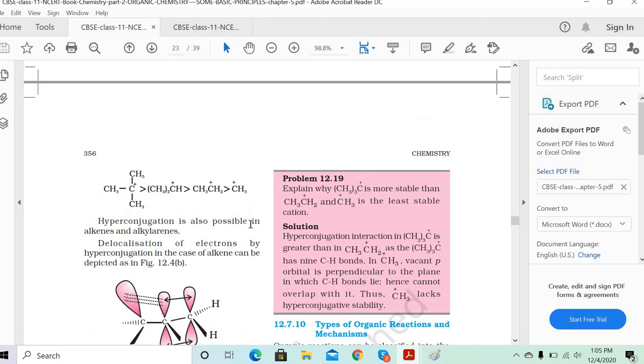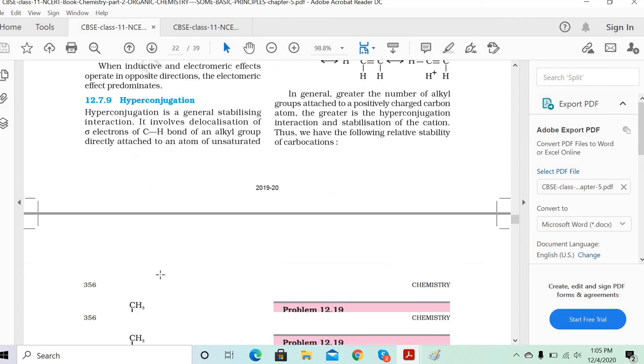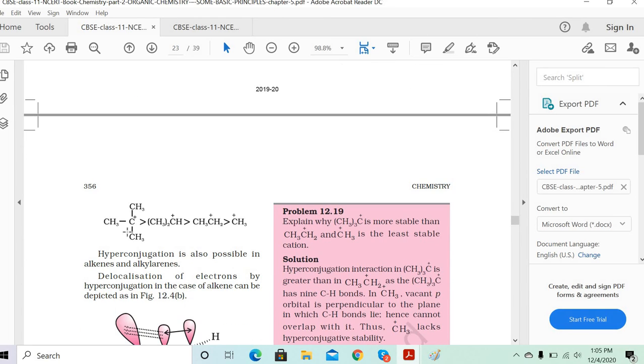Vijay, you have written tertiary greater than secondary greater than primary.